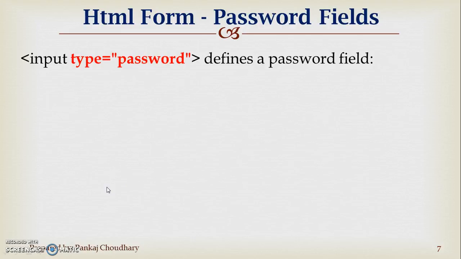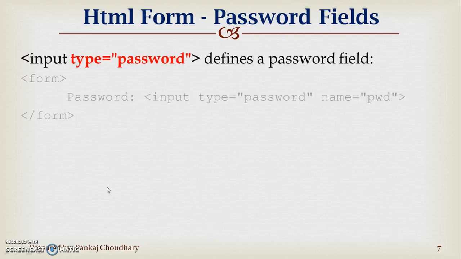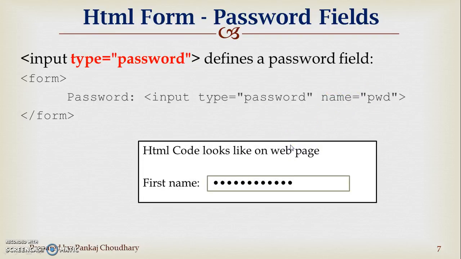The next one is the password field. It defines a password field in the web page. Let's take an example, a form with one field labeled password and input type equals to password. The name of this password field is pwd. On the web page, it will show the password field, and the text will be displayed in dotted form.